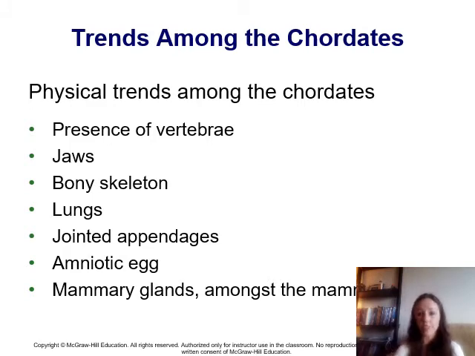So there are different physical trends among chordates that we'll be able to see. You will generally see the presence of a vertebrae or spine. Generally you will see jaws, a bony skeleton, lungs, jointed appendages, so just like the joints you find in your elbow or the knee in your leg, an amniotic egg, so if you can just imagine a chicken egg, that would be an amniotic egg, and then mammary glands, which are going to be common, of course, among mammals.